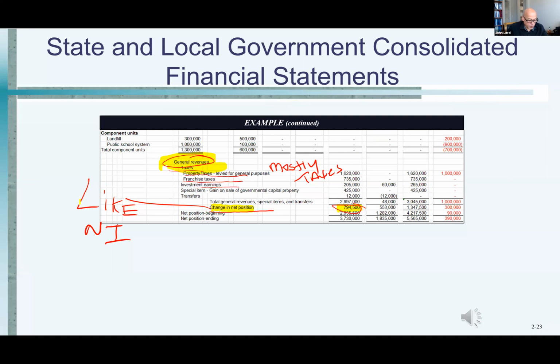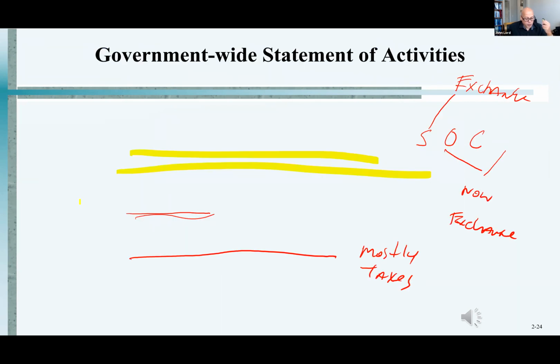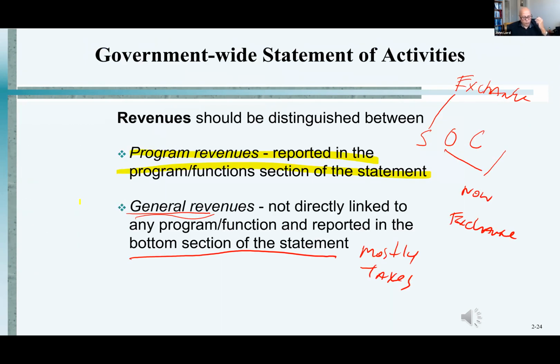Okay. Question? Okay, good. Now, that's the visual. Here are the slides that basically explain what we just saw. So you had program revenues, and we had our charge for service, our operating grant, and our capital grant.